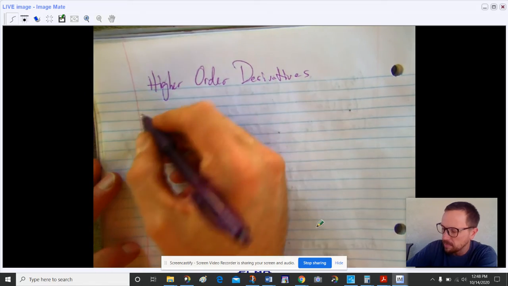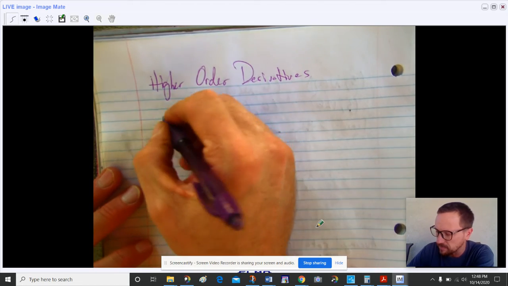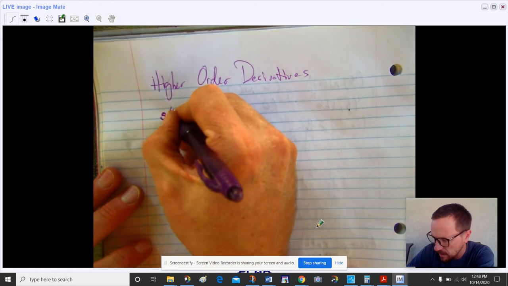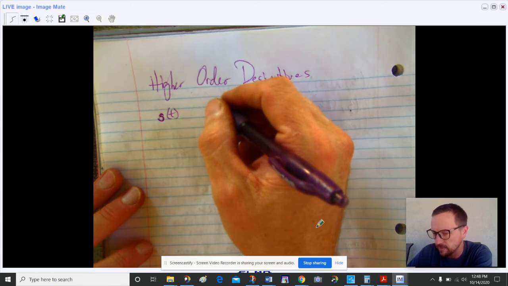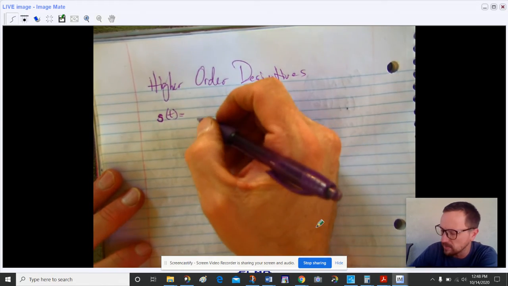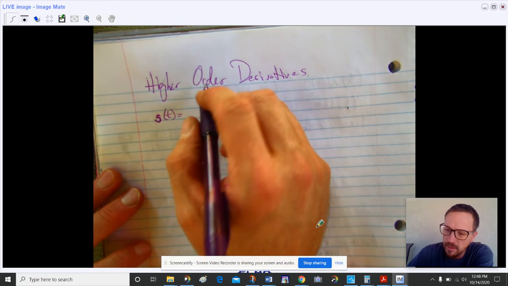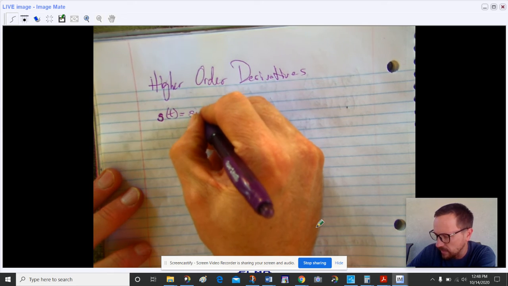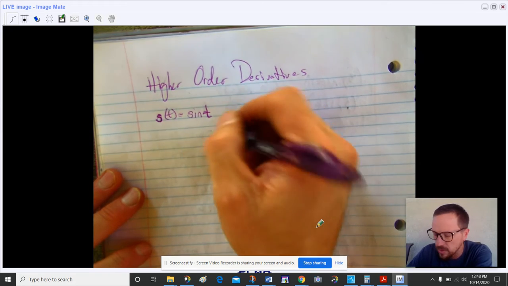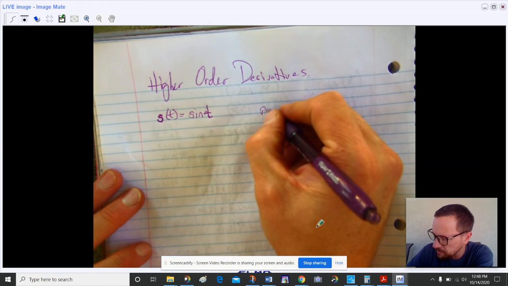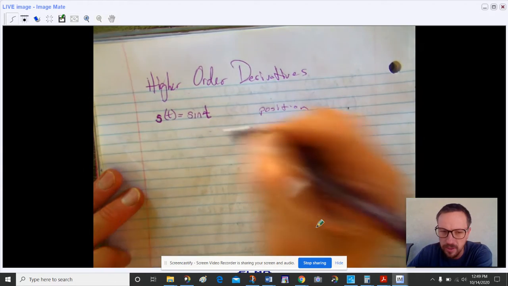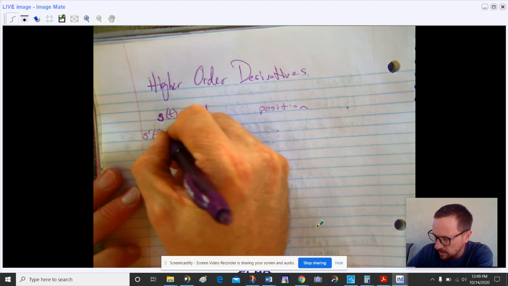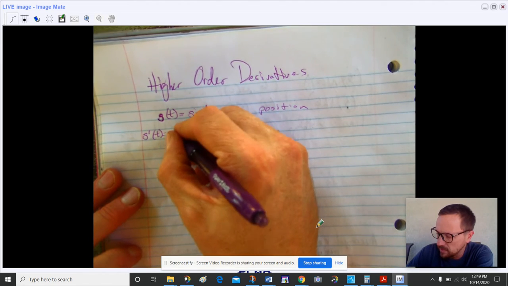Let's start off with a position function. S is usually what they give for position. They might give x of t or y of t as well, but we're going to start off with s of t. Let's say we have sine of t. So this is our position, your original. If we take the derivative of position, we get velocity, v of t.